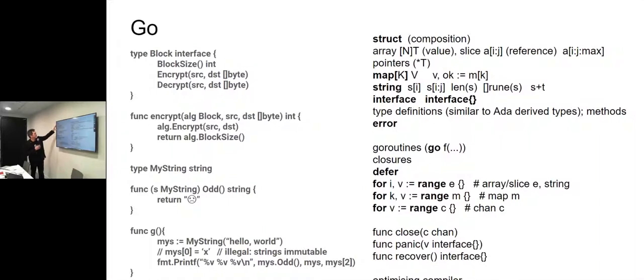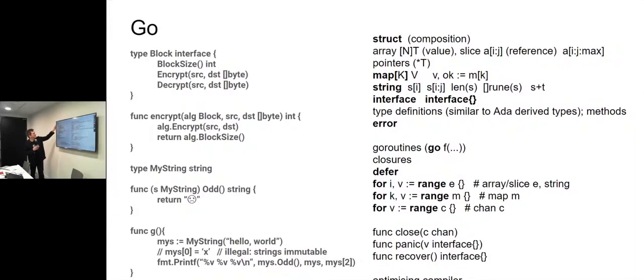The other key thing about the Go type system is this interface type. Here's an interface, taken from the Go reference manual, that defines a block type that's apparently used for encryption and decryption. It's just a sequence of function signatures: a block size returning int, and encrypt and decrypt that take source and dest arrays of bytes.